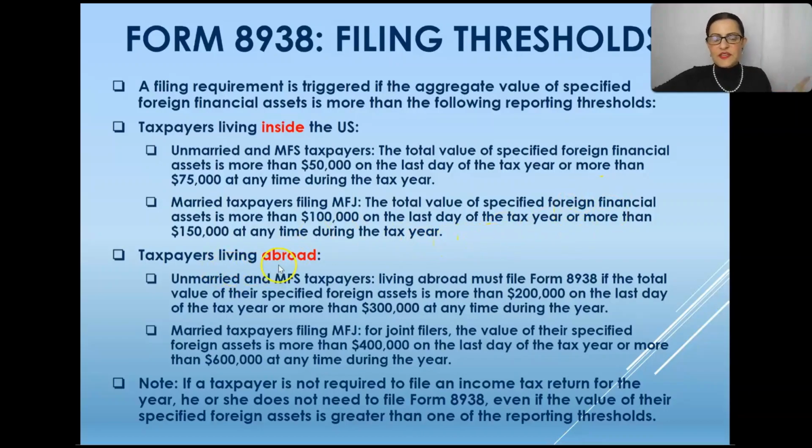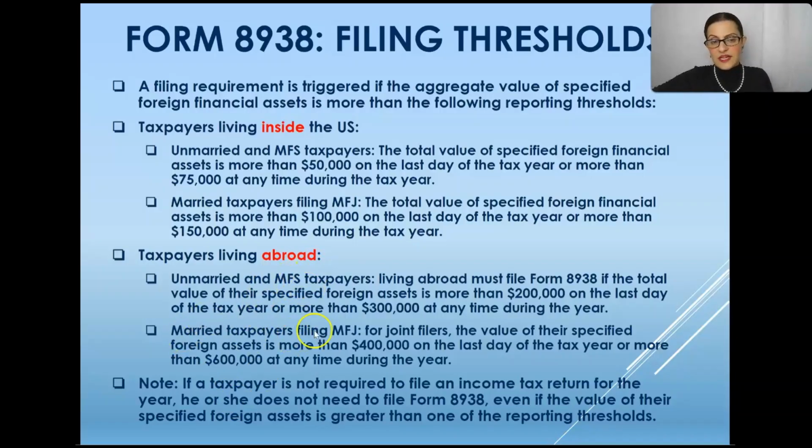Now, if the taxpayers are living abroad, the thresholds are a lot higher. So if you have unmarried or married filing separate taxpayers, they have to file a Form 8938 if the total value of their specified foreign assets is more than $200,000 on the last day of the tax year or more than $300,000 at any time during the tax year if they live abroad. So a lot higher than up here. So these are the thresholds up here for people that live inside the U.S. or in the U.S. And this bottom threshold is for people who live abroad, who live outside the United States.